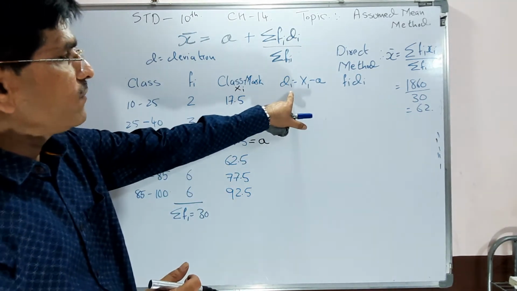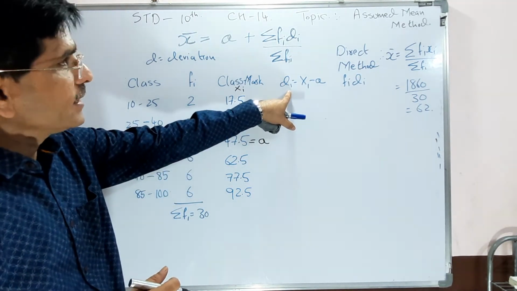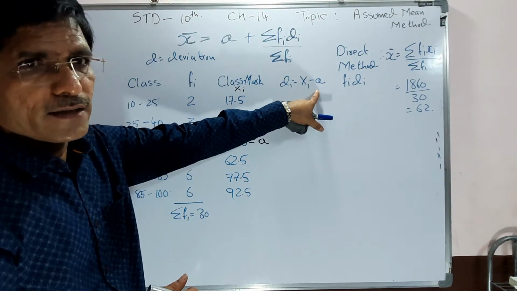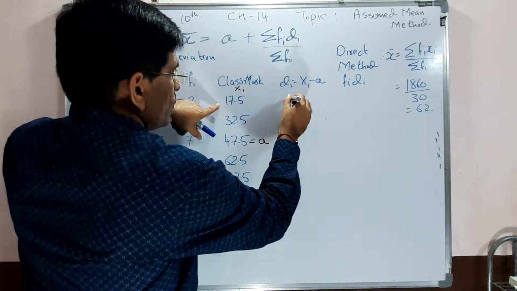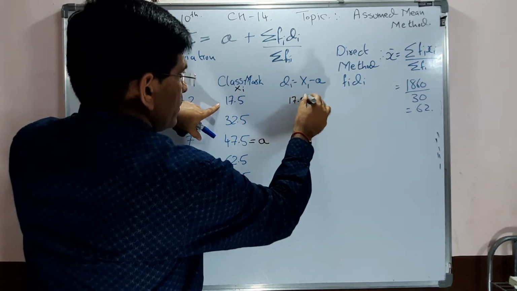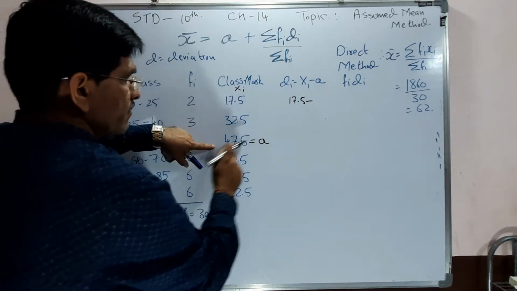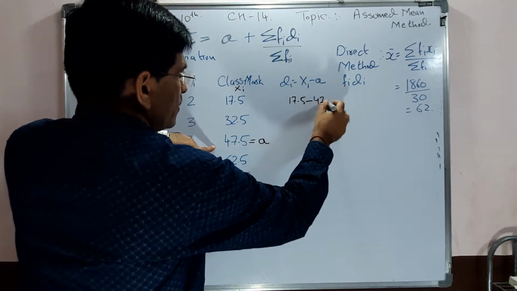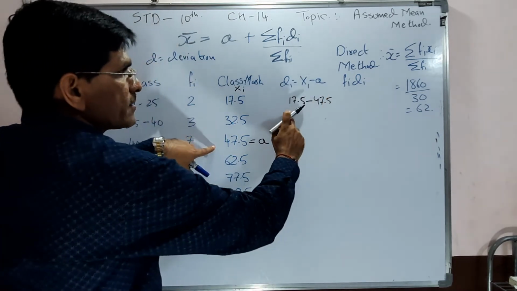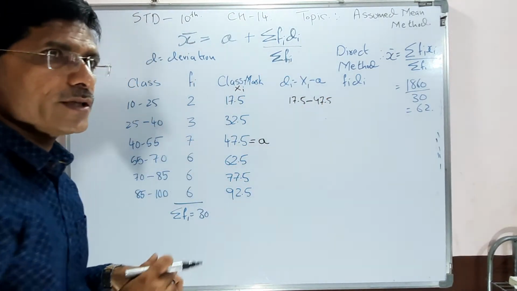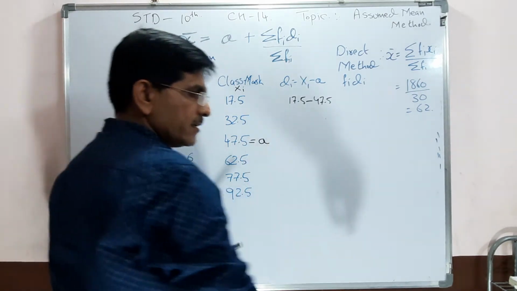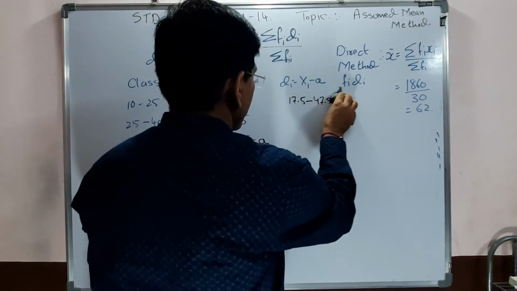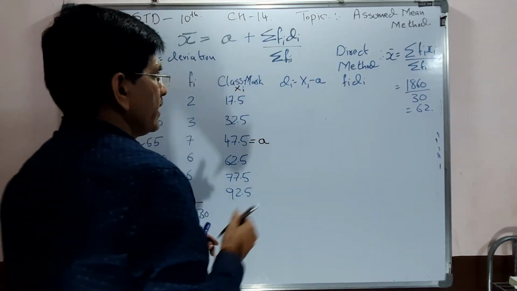Now how will I find out di first? di is equal to xi minus A. What is xi? 17.5. So 17.5 minus 47.5. What answer will you get? 17.5 minus 47.5 is minus 30. So I have to write minus 30 here.